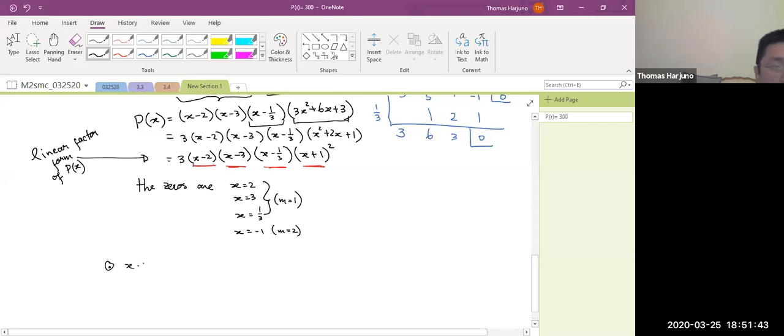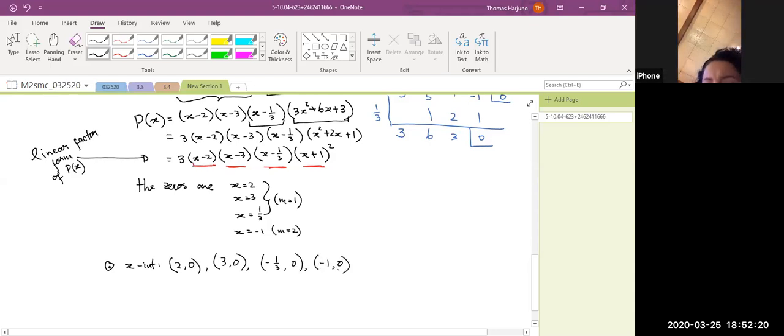Now, because all of the zeros are real numbers, we can go on to the next question. What are the x-intercepts? Don't forget, x-intercept, just like y-intercept, has to be written in coordinate form. That's actually the difference between a zero and x-intercepts. Zeros are just numbers, x equals, x equals. X-intercept has to be a coordinate: (2, 0), (3, 0), (1/3, 0), and (-1, 0). Okay?